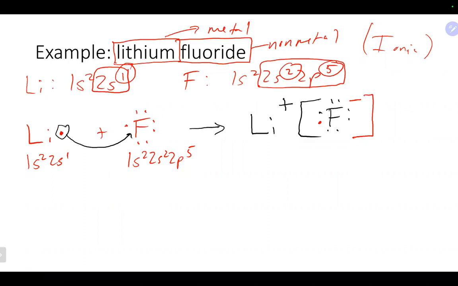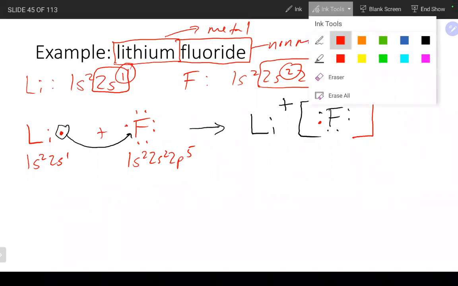So when you draw something that's an ionic compound like this, a formation of an ionic bond, when you get to the right-hand side, like I did there, you should include charges and usually bracket up at least the negative guy there to indicate that there is absolutely no sharing of electrons happening.